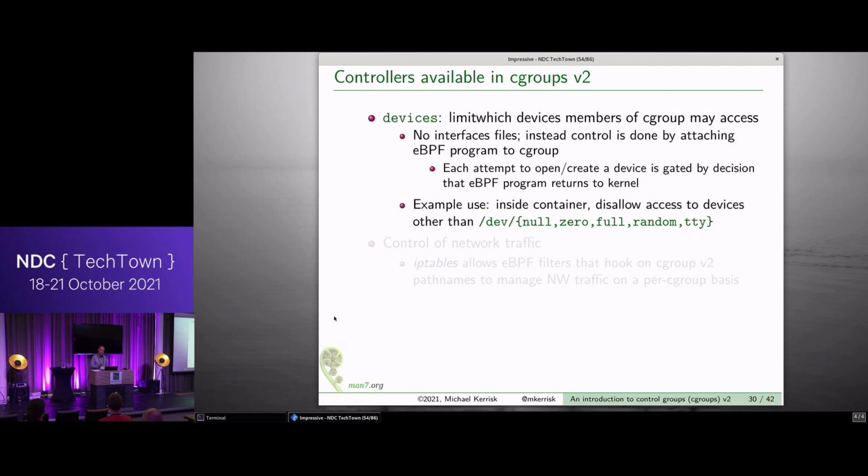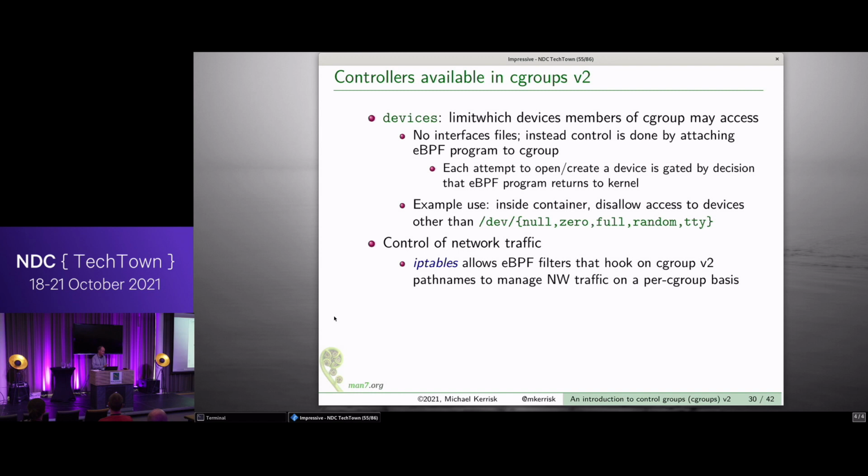We can do network traffic control with cgroups as well. With cgroups version 2, there is now the facility to attach again an eBPF program to cgroups, and the eBPF program does shaping of the network traffic. So you can cause some cgroups network traffic to be favored or disfavored.